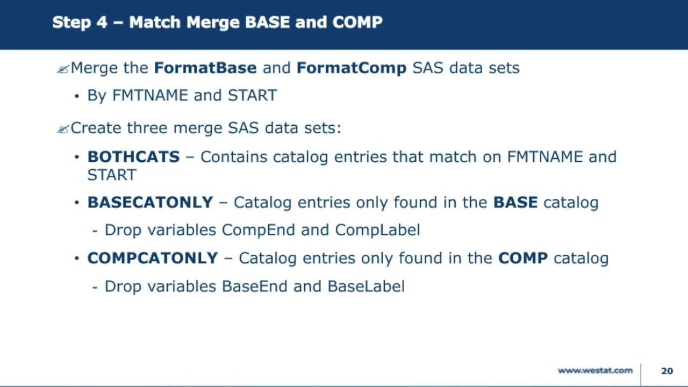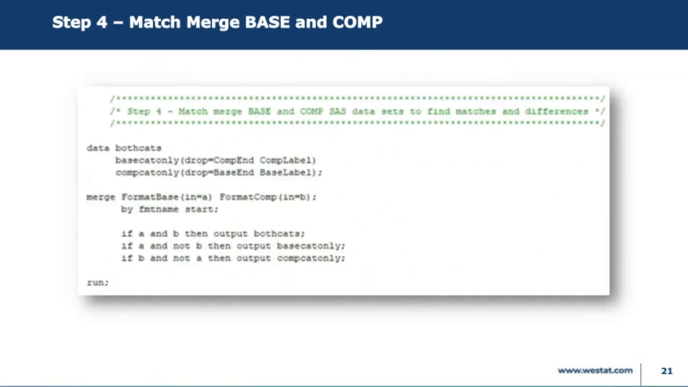This is what the very, very simple SAS code looks like. We're creating data both cats, or possibly base cat only, dropping comp end and comp label, or comp cat only, dropping base end and base label. So we're creating possibly these 3 data sets. And we're merging the format base, in equals A, format comp, in equals B, by format name and start.